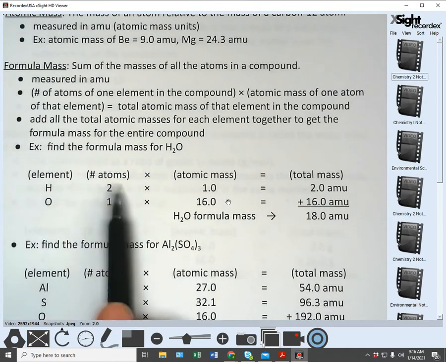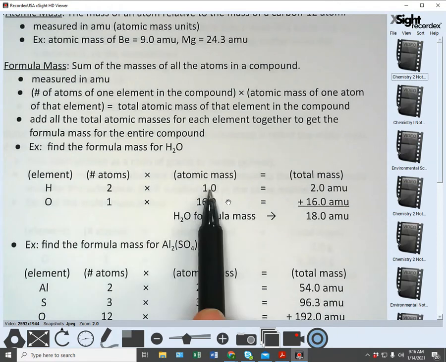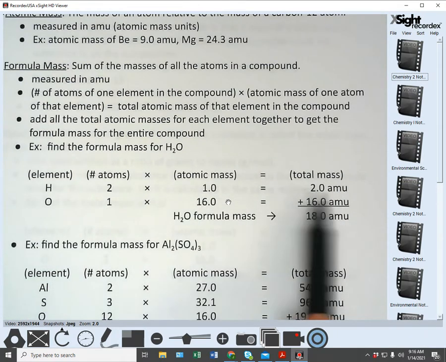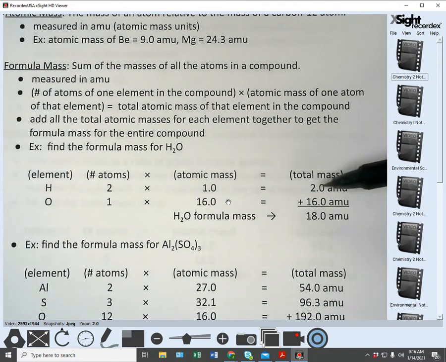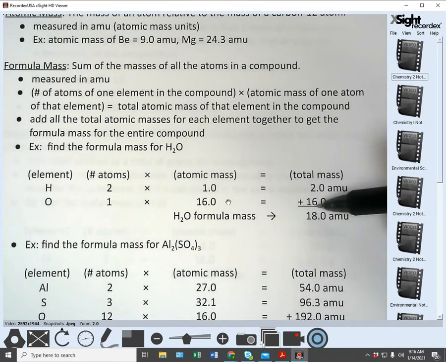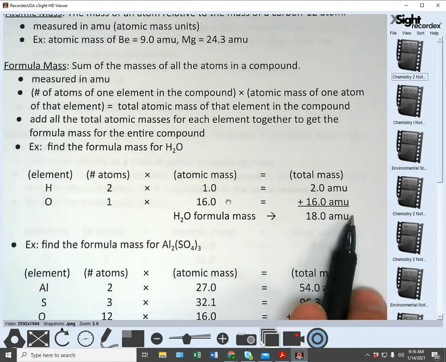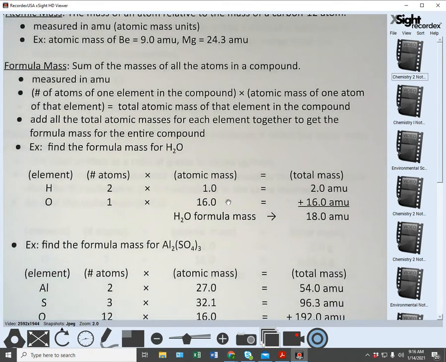So you take the hydrogen, 2 of them, times 1, gives you a total of 2. Oxygen, 1 times 16 is 16. This is the total AMUs for all the hydrogen, this is the total AMUs for all the oxygen. Then you just add it together. That gives you the formula mass, 18 AMUs. That's the formula mass for water.